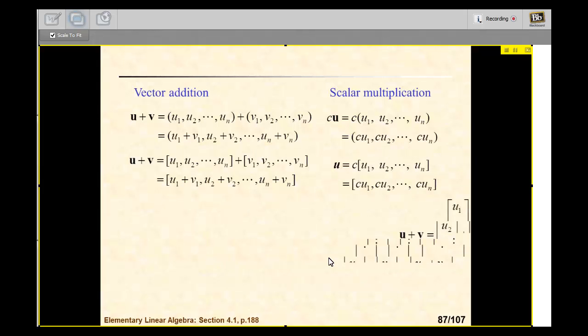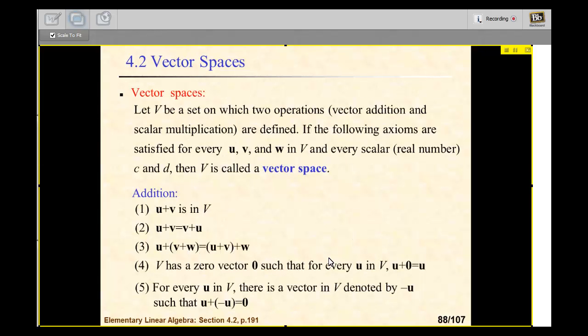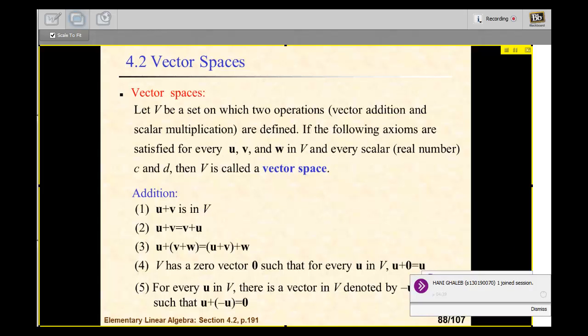So these things we discussed earlier. Now the next topic is vector space. In vector space, the definition is: let V be a set on which two operations, vector addition and scalar multiplication, are defined. If the following axioms are satisfied for every u, v, and w in V and every scalar (real number) C and D, then V is called a vector space.